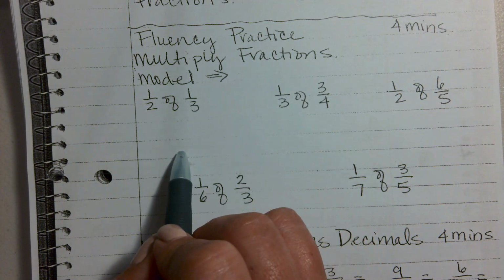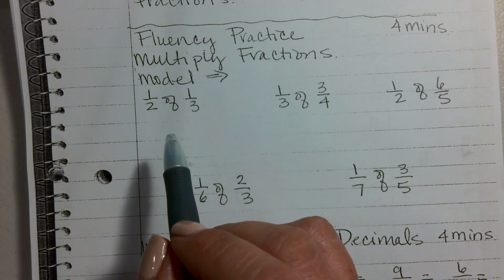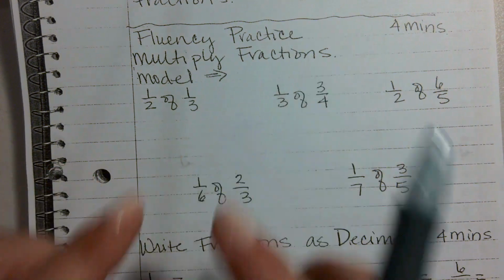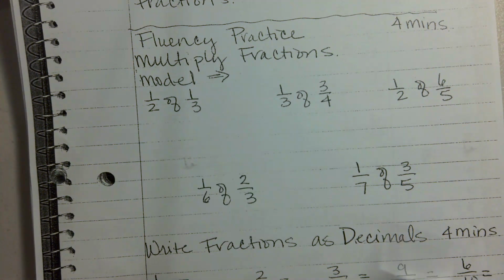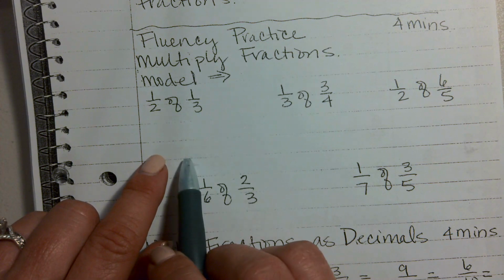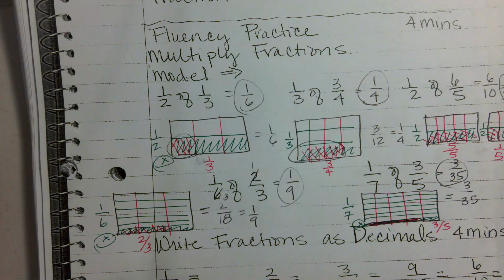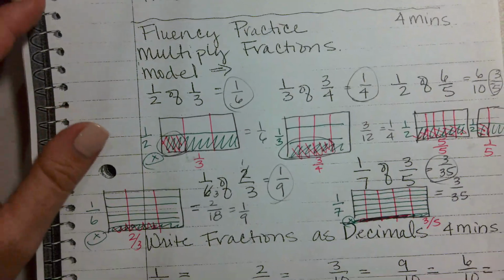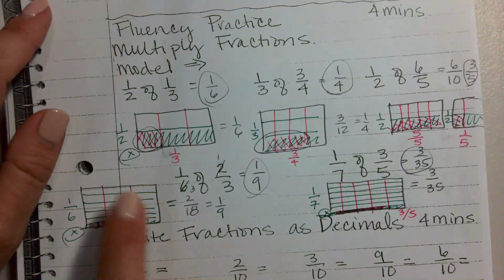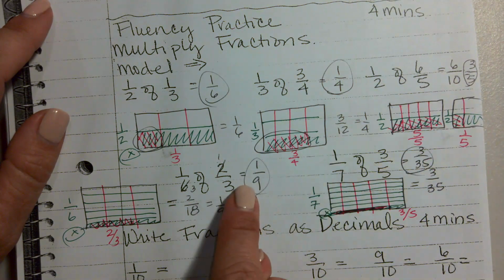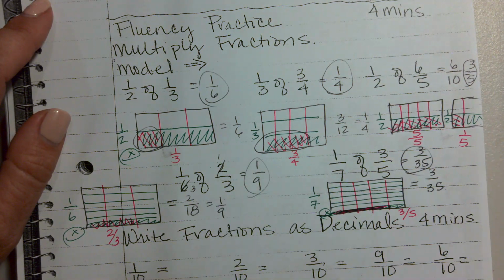area model to illustrate this multiplication. Okay, go ahead and then come on back. All right, so how did you do? Did you get 1/6, 1/4, 3/5, 1/9, and 3/35?